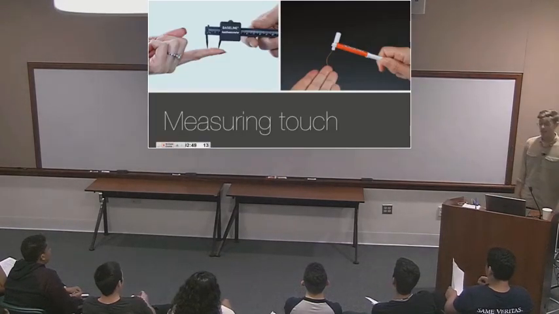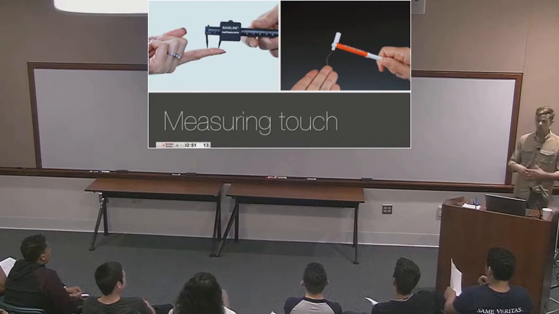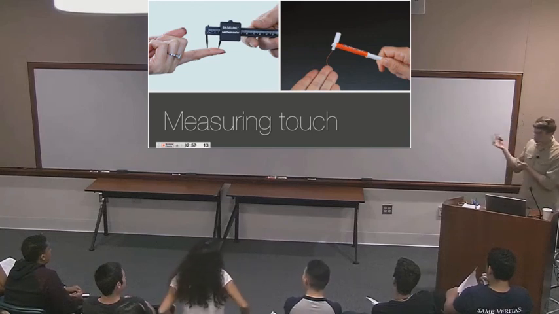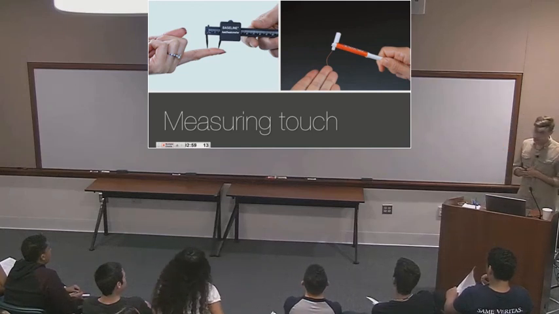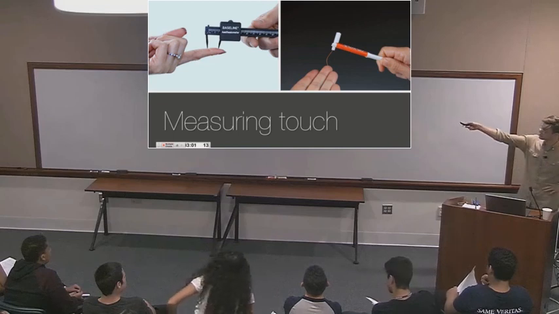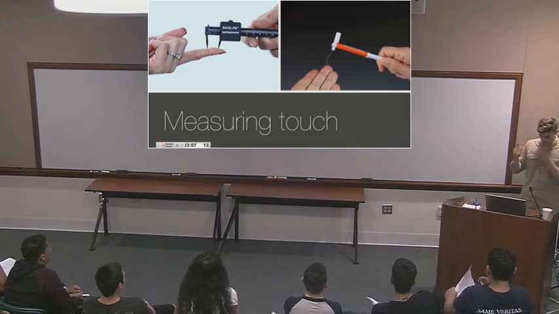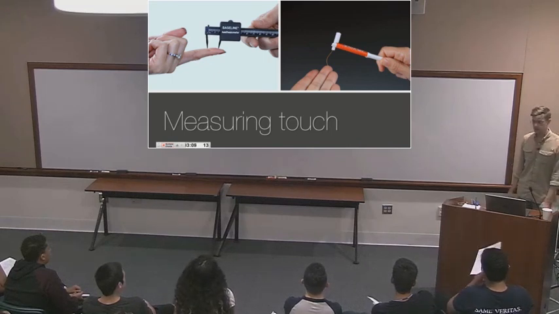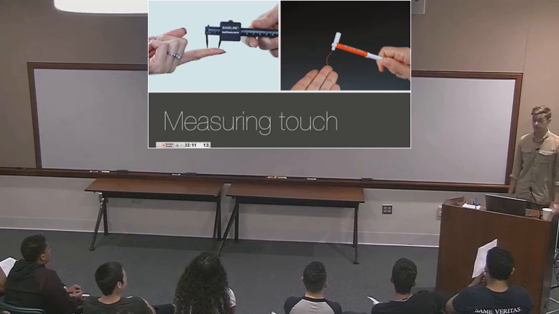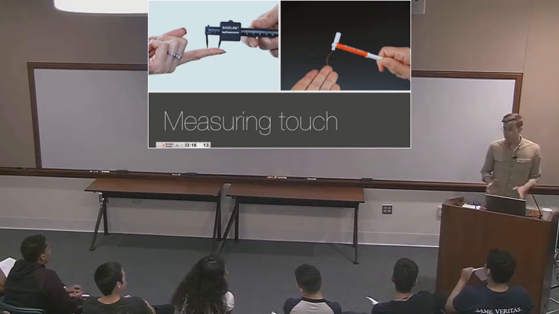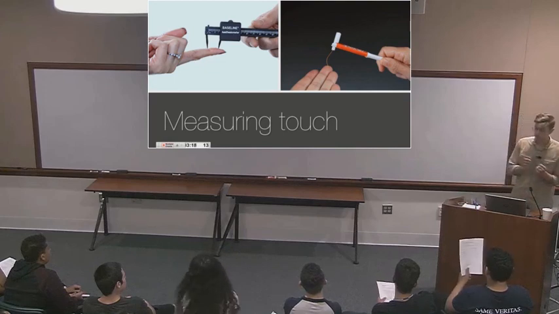So how can we measure touch? Each of us in this room has different touch sensitivity. And scientists found a way to accurately measure it. For example, clinicians use these special devices for patients who are not sensitive to touch, with touch deficiency. So right now we're going to split into pairs, and we're going to try to identify the most sensitive part of your body.